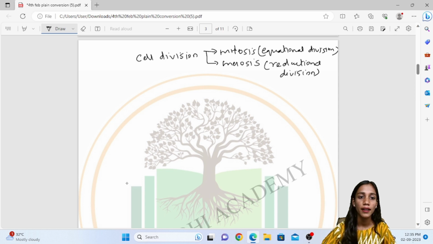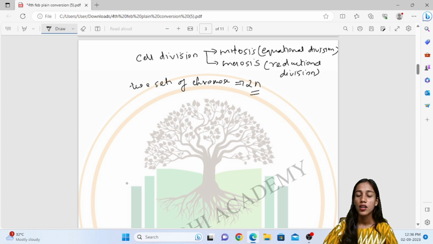Now we know that there are two sets of chromosomes in an organism. The symbol given for the two sets of chromosomes is 2N. Okay, so the entire organism has to have 2N chromosomes at the end after fertilization.